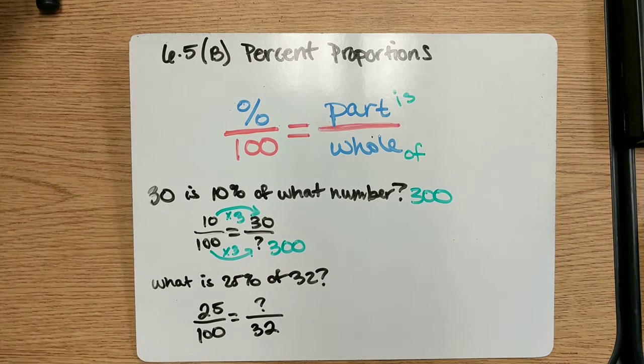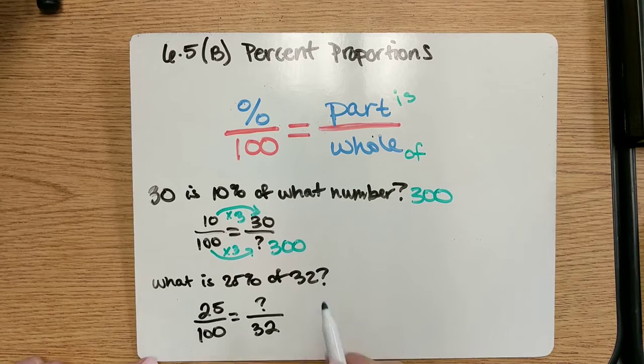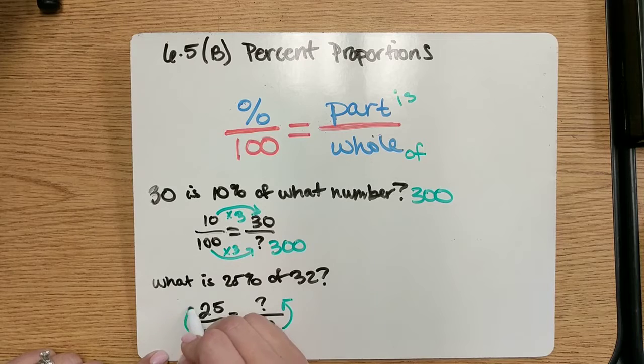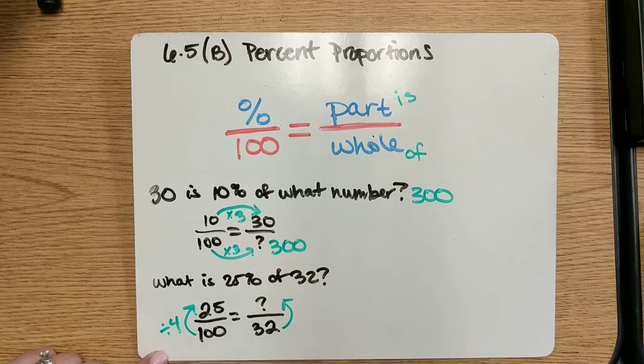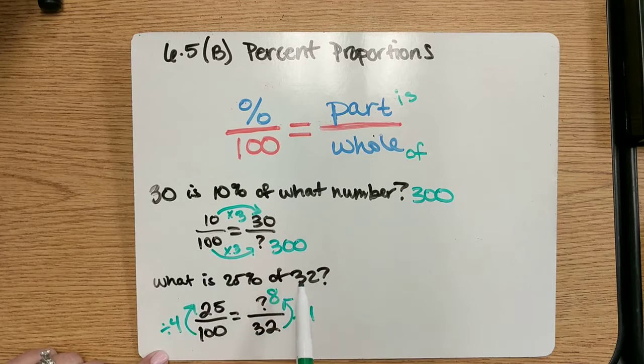Okay, so let's find the scale factor of this proportion. This time I'm going to go up and down. So I want to get 2 there. So I say, okay, well, 100 divided by 4 gets me 25. So what is 32 divided by 4? Well, it's 8. So what is 25% of 32? That would be 8.